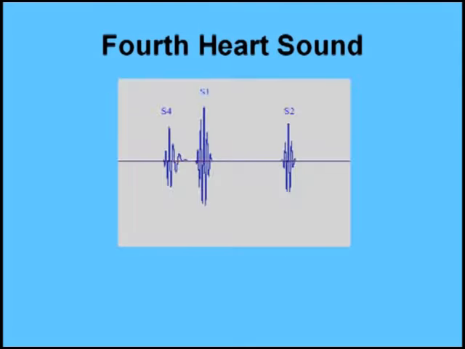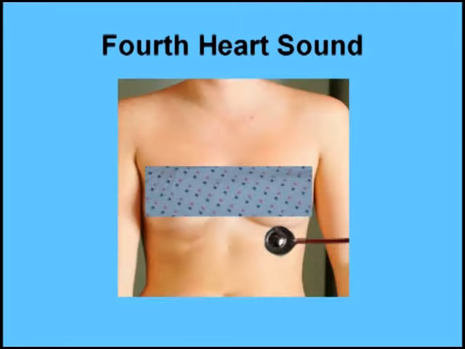When a fourth heart sound is added to a normal first and second heart sound, a triple rhythm is created. Although a fourth heart sound is due to a forceful atrial contraction, it actually originates in the ventricular wall.